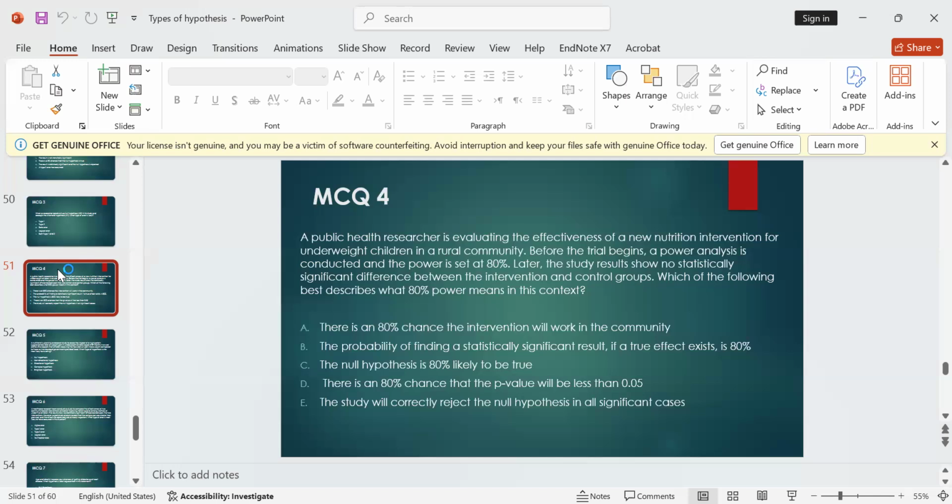I guess D or C. The answer is B. The probability of finding a statistically significant result if a true effect exists is 80%.